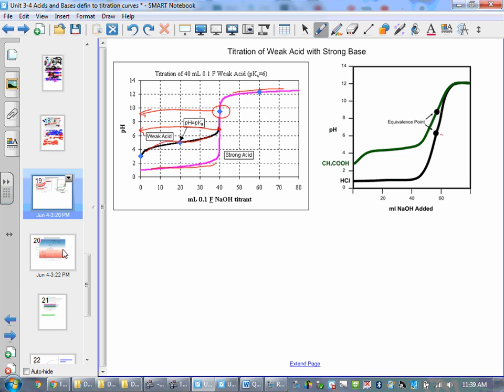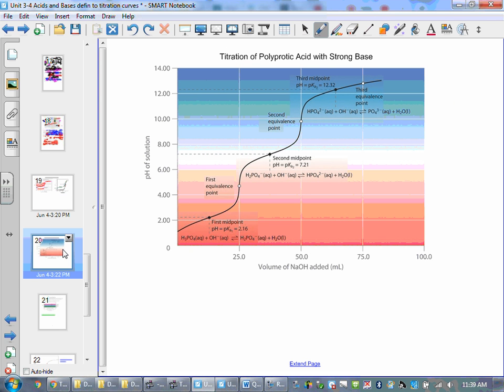Got another curve for another polyprotic acid with a strong base. This one is phosphoric acid. So we've got 3 protons. So that's why there are 3 equivalence points. So just some potential pH curves that you'll see.